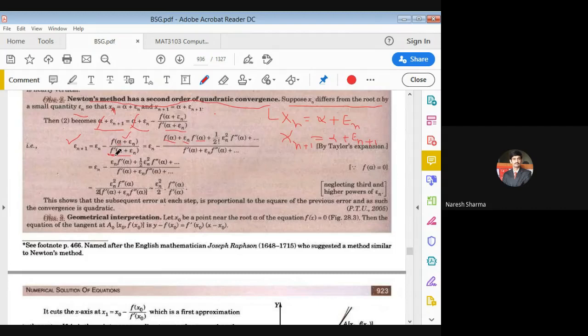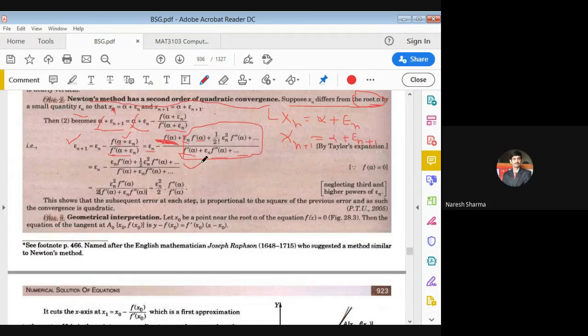Here the function is f dash, so function at point alpha plus epsilon n, first derivative of the function is f double dash. Similarly, epsilon square f triple dash, and so on. We assume here alpha is the exact root. So if alpha is a root, then f alpha is equal to 0. So this value is 0. If we put f alpha is 0, this value is 0. So we are left with the remaining term with this. So we get this one.